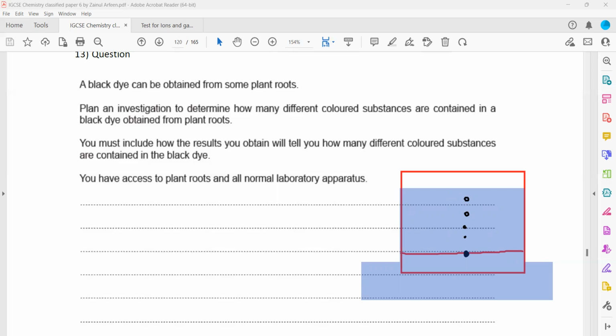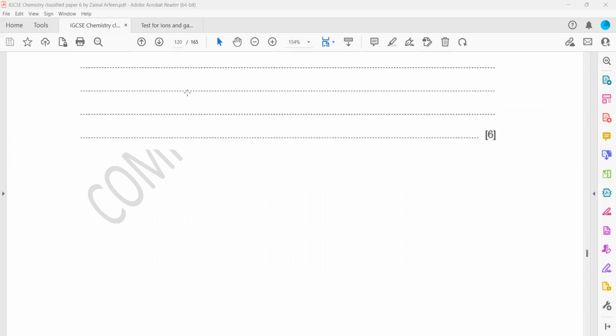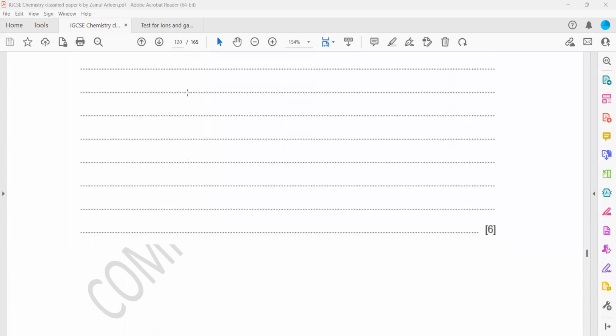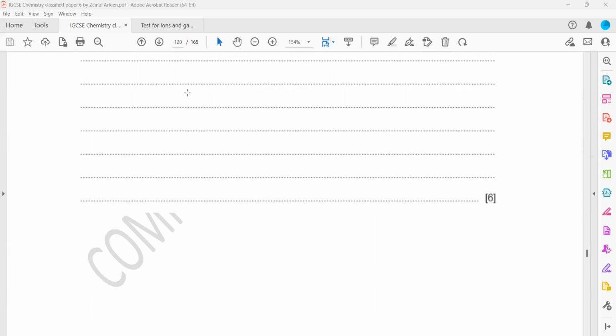Clear? I think I have already discussed this once before. So I'm not writing. If anyone wants me to type, I'll type. Otherwise, I'll move on to the next question.